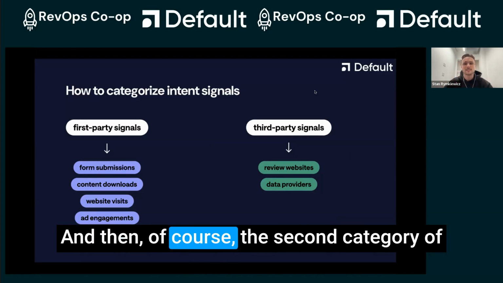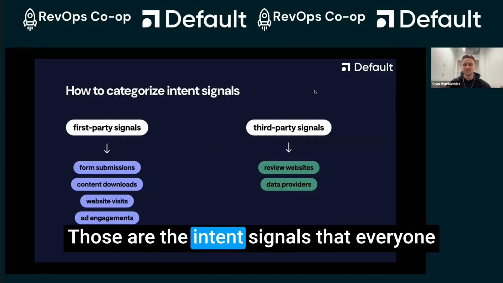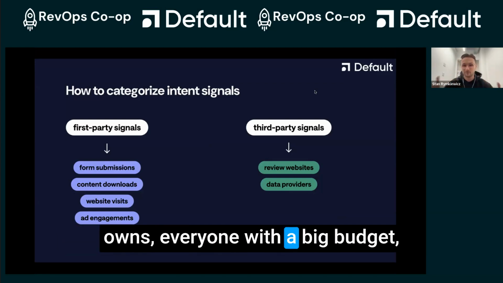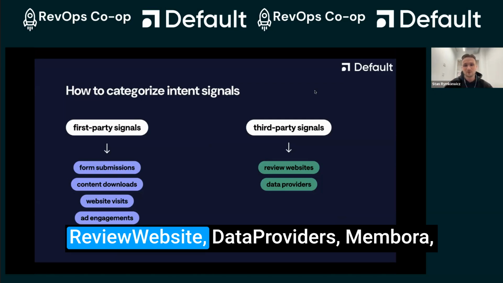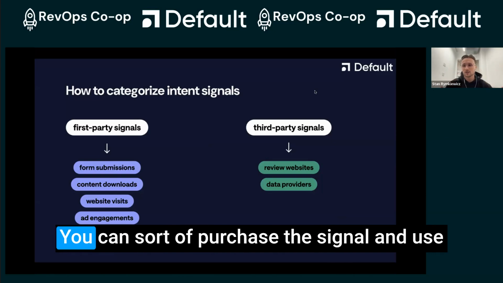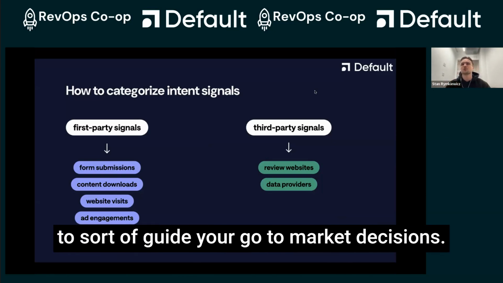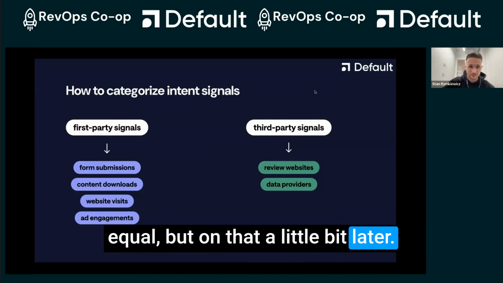And then, of course, the second category is third-party intent signals. Those are the intent signals that everyone owns. Everyone with a big budget can buy them, from review websites and data providers like Bombora, 6sense, and all of those aggregators. You can purchase the signal and use it to guide your go-to-market decisions. Obviously, they're not created equal, but more on that a little later.